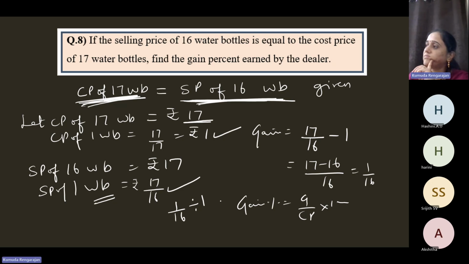We can write it as 1 by 16. You're not taking the important part. Avanish took the important part. Tell me what I just said. Why is gain 1 by 16? For CP, why should I not take divided by 17? Because 17 by 17 is 1. No. Avanish?